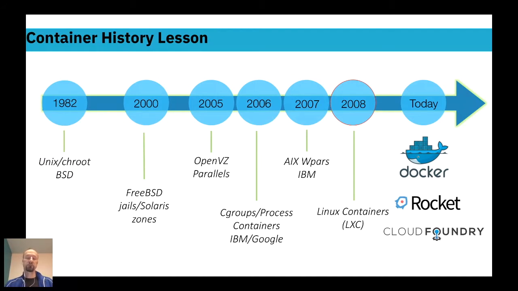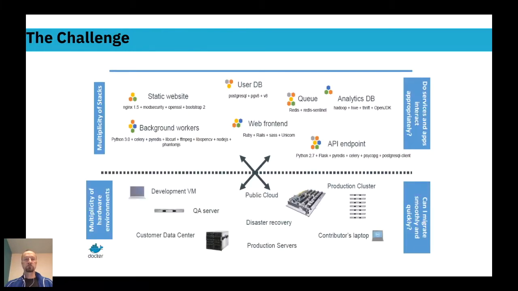We have Docker, which IBM is also using, and Rocket. So what is the challenge? What is the problem, in fact? The problem is that we have a multiplicity of stacks.